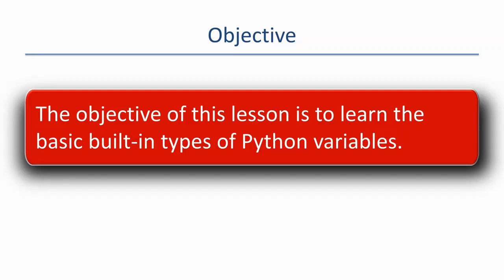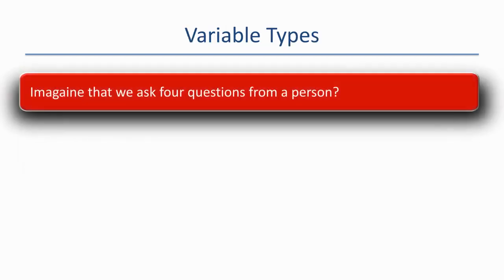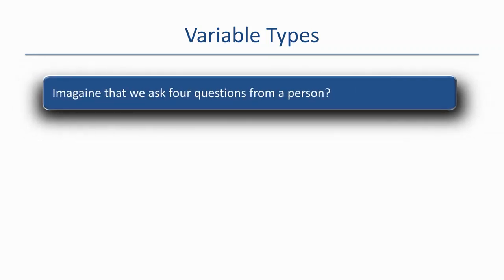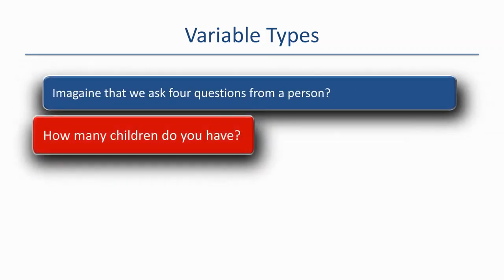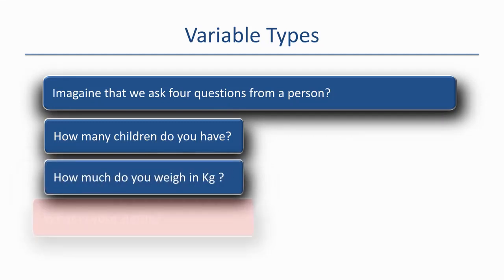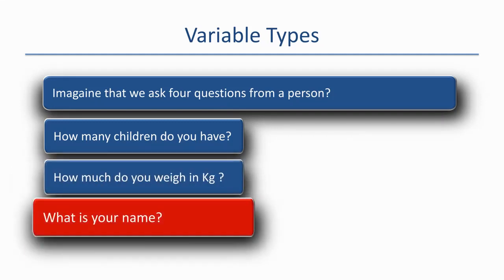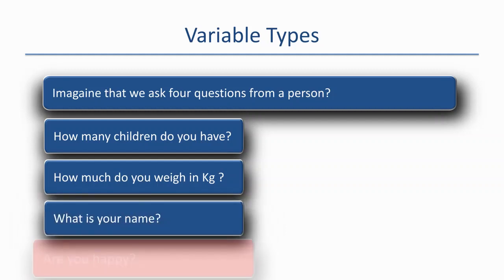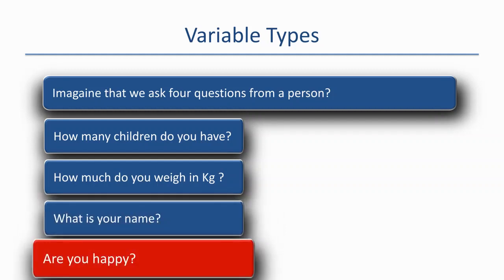The goal of this lesson is to learn the basic built-in types of Python variables. Let's start with imagining that we are going to ask 4 questions from a person. Our first question is, how many children do you have? Our second question is, how much do you weigh in kilograms? Our third question is, what is your name? And our last question is, are you happy?